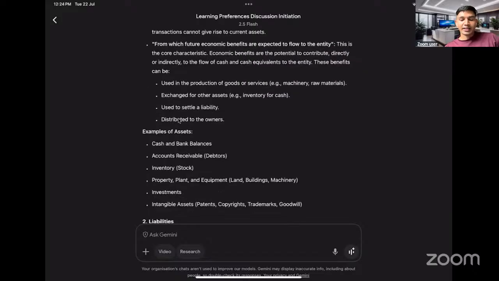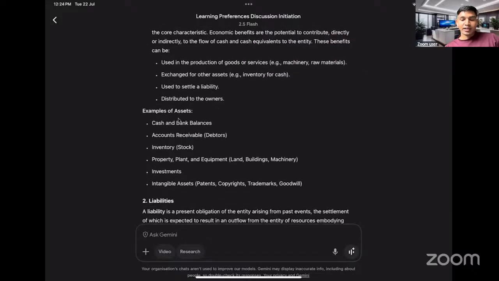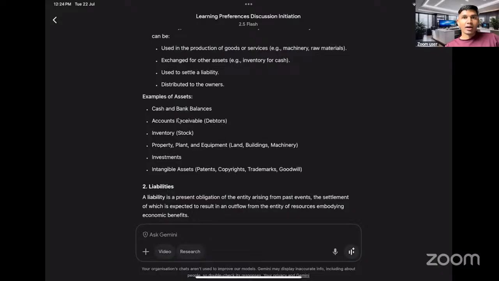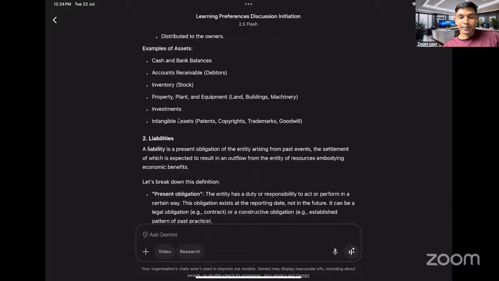Examples of assets: cash and cash equivalents, like cash and bank balances, accounts receivable or debtors, inventory or stock, then PPE, property, plant, and equipment, such as land, building, machinery, investments, and intangible assets such as patents, copyrights, trademarks, goodwill, etc.